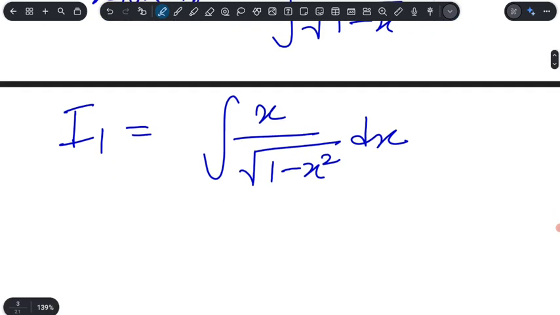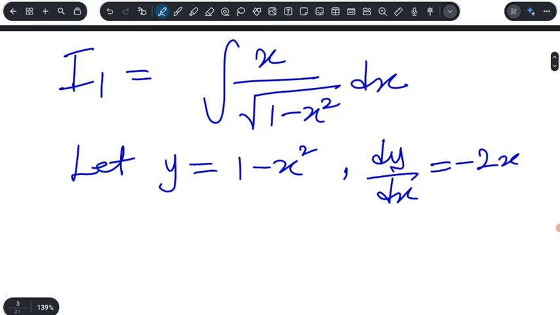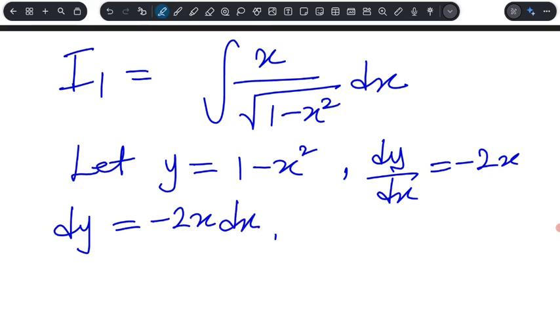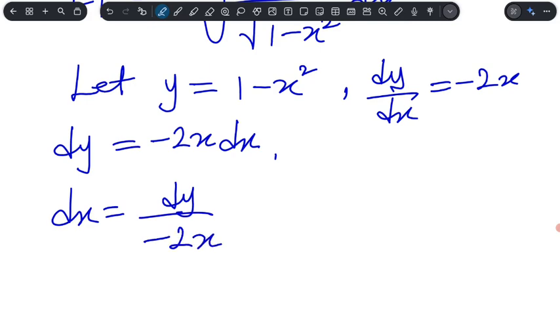So in integrating this, let y be equal to 1 minus x squared. Let's differentiate y with respect to x. We have minus 2x. Let's make dx the subject of the formula, whereby we have dx is equal to dy divided by minus 2x.